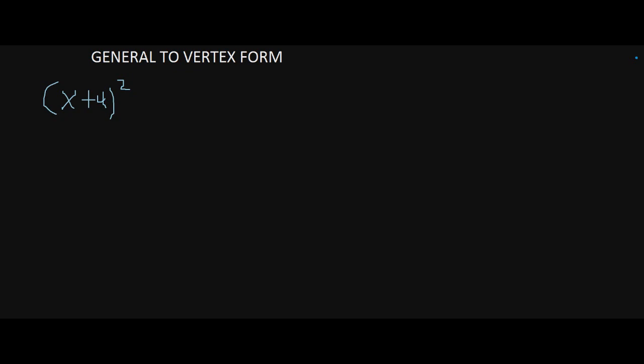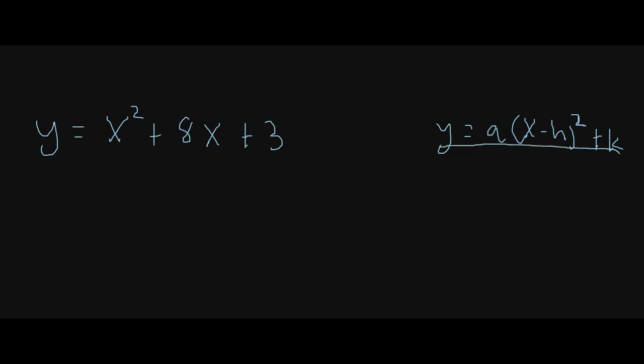So we got x plus 4 squared right here in this problem. If I want to learn how to go from general to vertex, for example, let's say y is equal to x squared plus 8x plus 3. Let's say I want to convert this to vertex form, and vertex form looks something like this: a(x minus h) squared plus k. So we want to change this general form to look like this. This is the standard form for vertex.